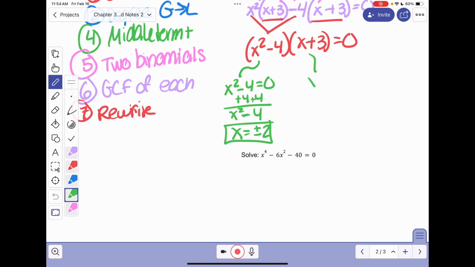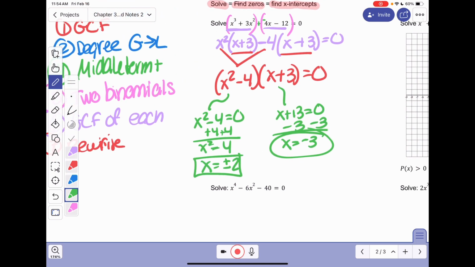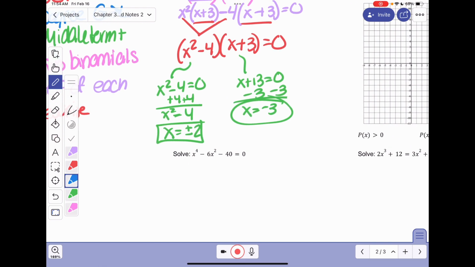And then this one, x plus 3 equals 0. Subtract 3 from both sides. We get x equals -3. So we have an exponent of 3. We should have 3 or fewer intercepts. And we have +2, -2, and -3. That's one way to solve.